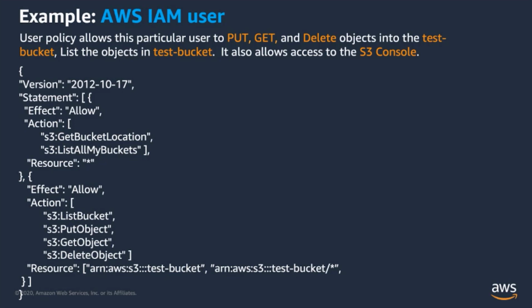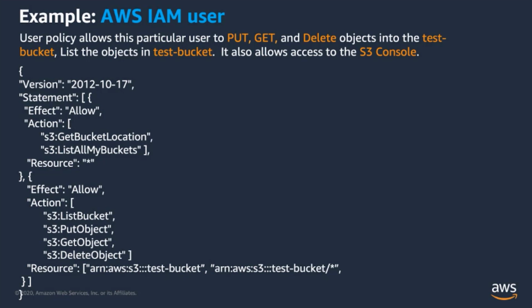Our first statement is effect, allow, action, s3:GetBucketLocation and s3:ListAllMyBuckets, with resource star. In this case, we don't know what the name of the bucket is going to be, so we have to have the resource as star. This is the part that allows you access to the S3 console, because in order to access the S3 console, it has to list all those buckets in order to display them.